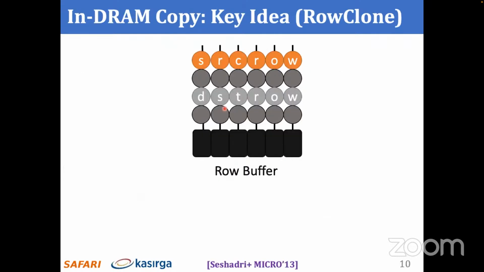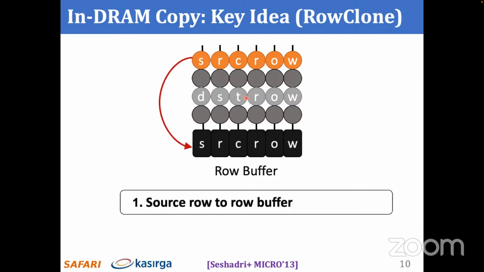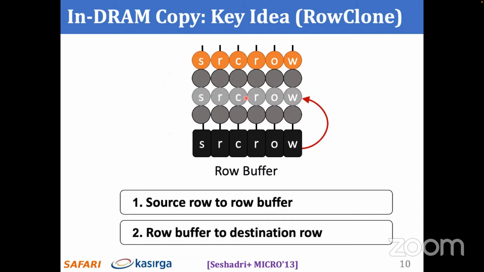So this is the key idea of in-DRAM copy operations, and it was initially presented in RowClone, a paper presented in MICRO 2013. So here we see a diagram of a DRAM subarray, and we have the source row and the destination row in different colors. We want to copy the source row to the destination row. So what we're going to do is first activate the source row, and that will copy the source row data to the row buffer. And then we want to somehow take the data back to a different row.